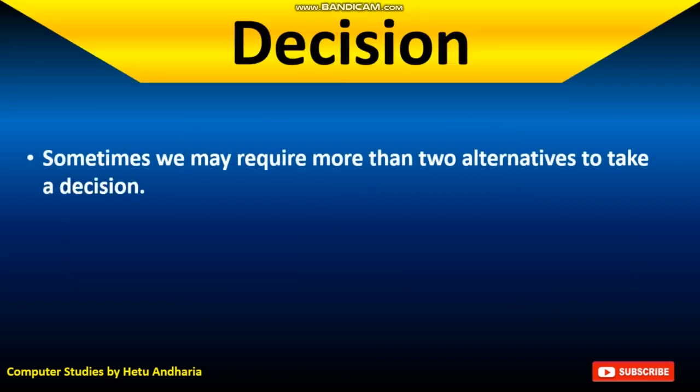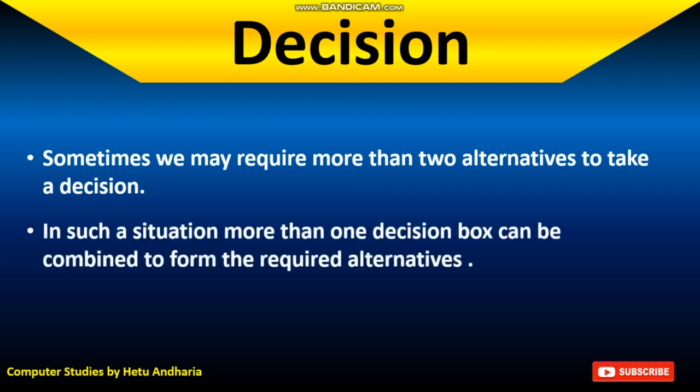Then sometimes we may require more than two alternatives to take a decision. In such a situation, more than one decision box can be combined to form the required alternatives. Now try to guess an example of what I am talking about just now. Are you getting the example from the Microsoft Excel program?